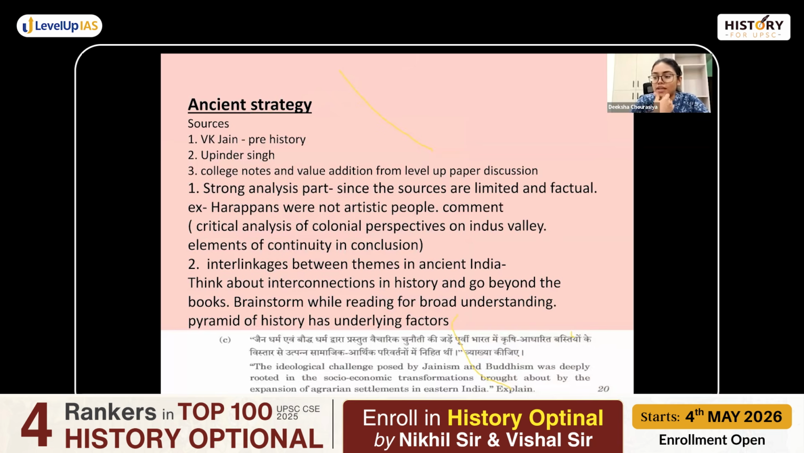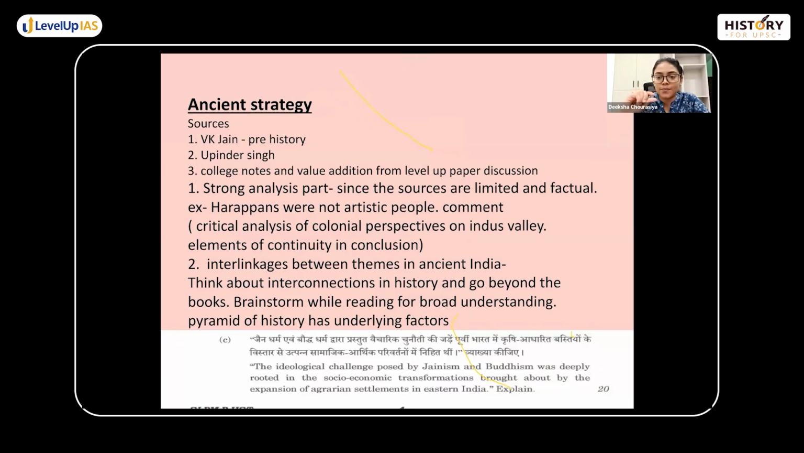And yeah, so for ancient, I had referred VK Jain. It's a very thin book regarding prehistory. So I had read it before prelims only, which is quite useful because UPSC anyway is asking more about Chalcolithic, Neolithic, Mesolithic. इस साल भी Chalcolithic पे पूरा question था. So I did it through VK Jain, and then Upinder Singh is the basic book. Apart from that, I had certain college notes already prepared in my graduation. I did my history honors from Miranda House, and I had certain notes already prepared on certain topics.